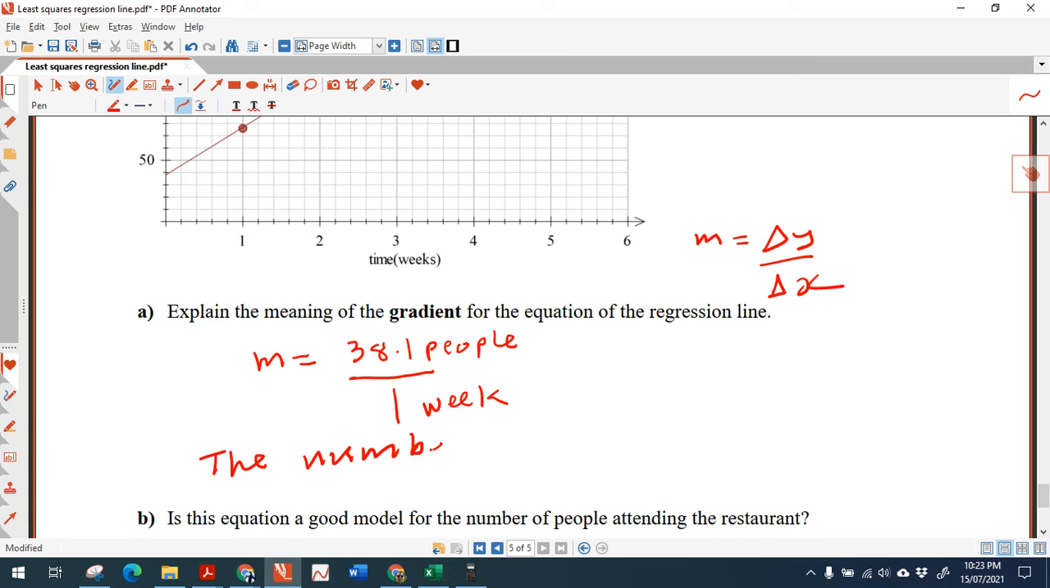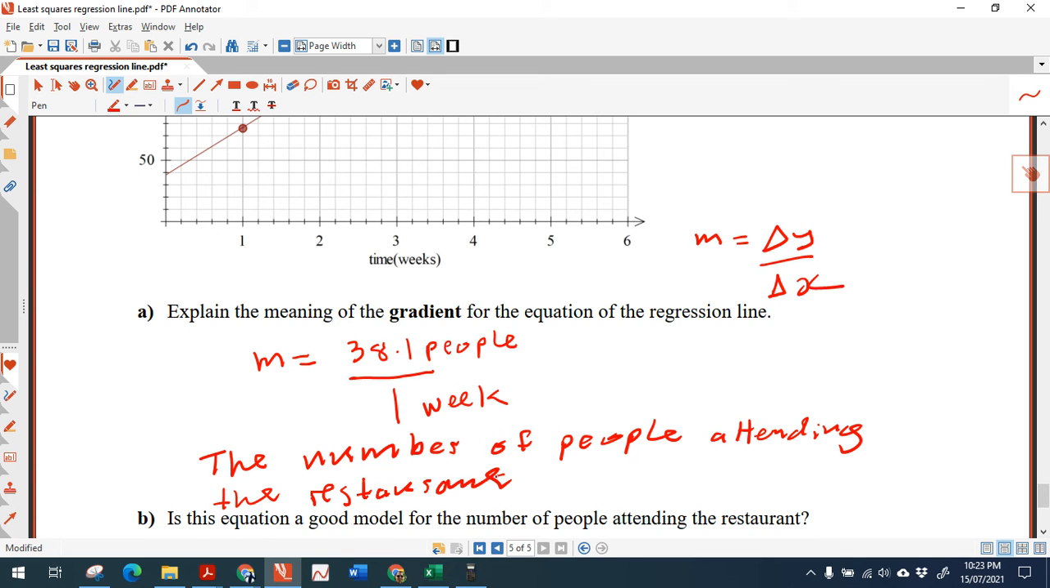So when it says explain it, the number of people attending the restaurant increases by approximately 38 people per week.